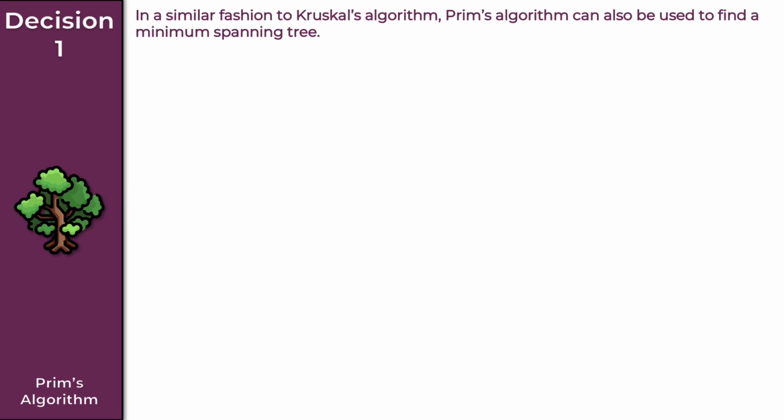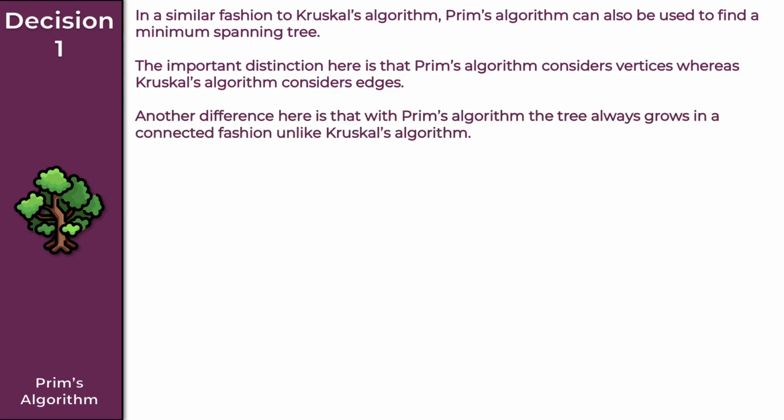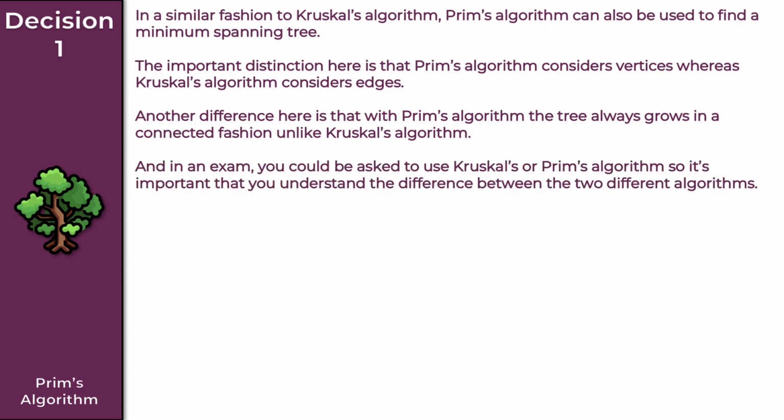In this video, we're going to take a look at Prim's algorithm. Now, in a similar fashion to Kruskal's algorithm, Prim's algorithm can also be used to find a minimum spanning tree. The important distinction here is that Prim's algorithm considers vertices, whereas Kruskal's algorithm considers edges. Another difference is that with Prim's algorithm, the tree always grows in a connected fashion, unlike Kruskal's algorithm. And in an exam, you could be asked to use Kruskal's or Prim's algorithm.